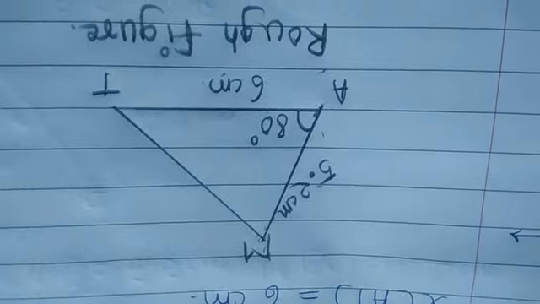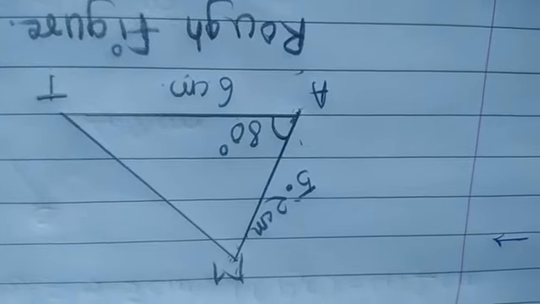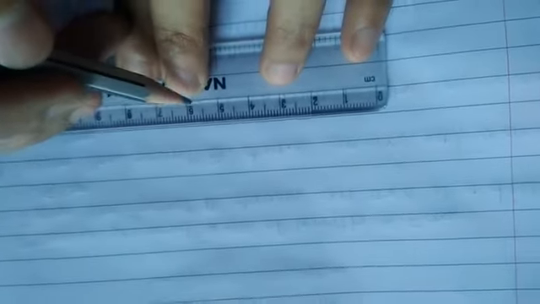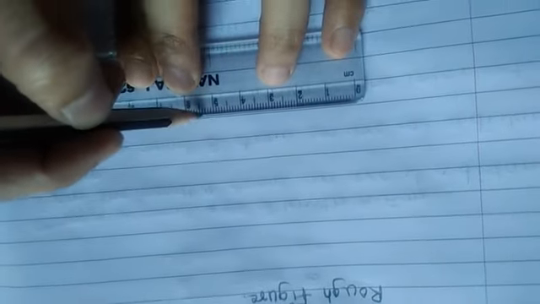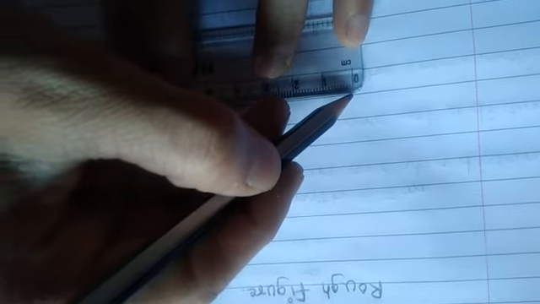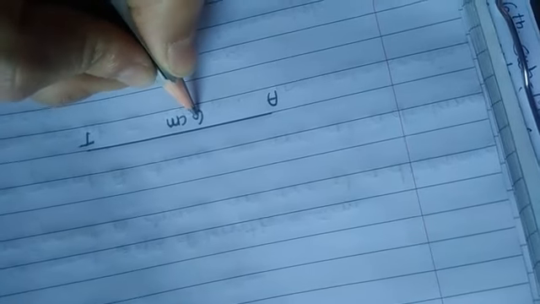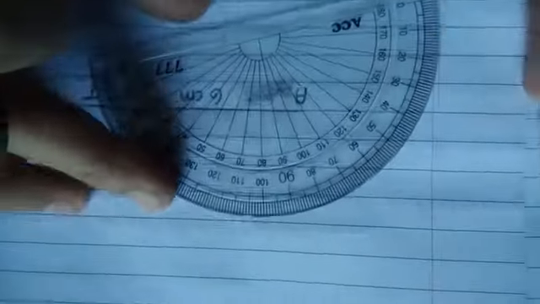First of all, draw the base. So first of all draw side AT of 6 centimeter, 0 to 6. So this is side AT that we have taken as the base, 6 centimeter. Then we have to draw an angle of 80 degree.